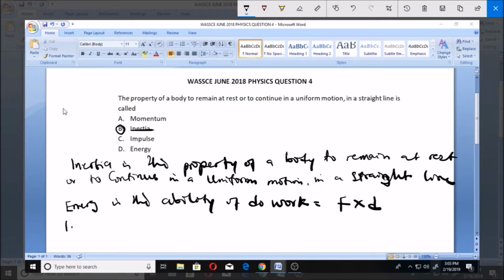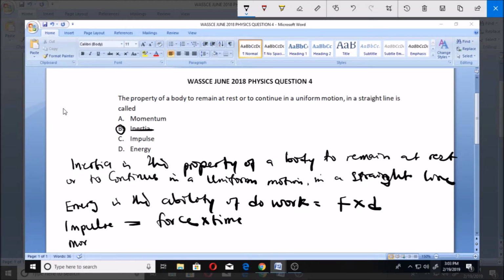Now what is impulse? Impulse is the force, the impact of a force at a particular time or for a number of times. That's force times time. That's what impulse is.